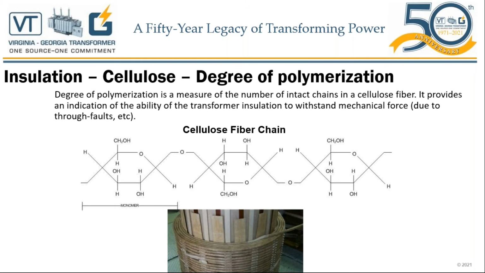Degree of polymerization is a measure of the number of intact chains in a cellulose fiber, and it provides an indication of the ability of the transformer insulation to withstand mechanical forces due to through faults and so on. So that's what I was saying earlier.